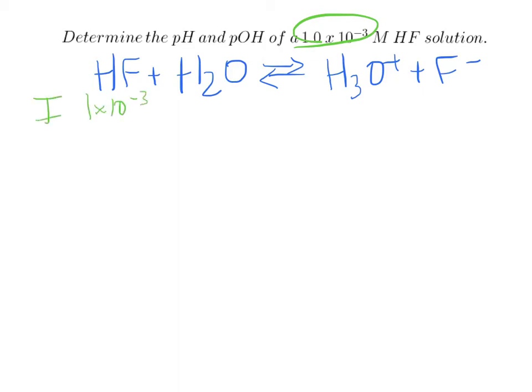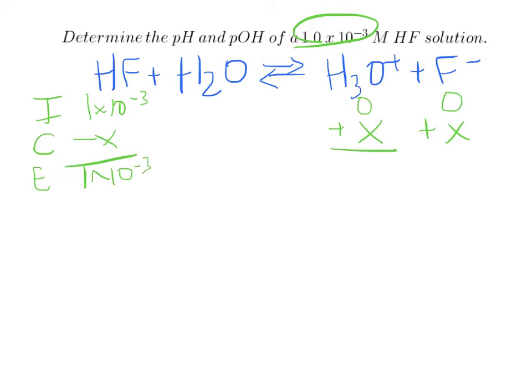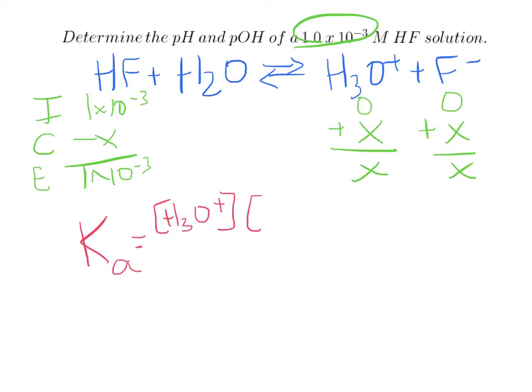That's initially, and initially you have no H3O plus, you have no F minus, so some change is going to happen. I don't know exactly what, but it's a 1-to-1-to-1 ratio, which means the change here will be x, x, and x. We're going to subtract x from the reactant side, add x to the product side, so that at equilibrium we have 1 times 10 to the negative 3, and x, and x. Okay, so the next thing is write a Ka expression. K for equilibrium constant, A because it's an acid, and that is H3O plus, and F minus, and HF at the bottom.